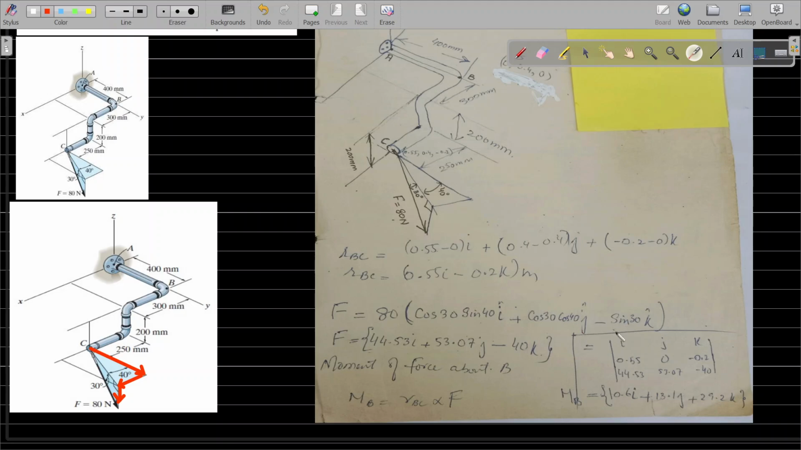Now just multiply these values and you will get the force F, and you have already calculated RBC. Place them in the determinant for the moment, RBC cross F, with rows I J K, the position vector BC values and the force components, and take the determinant in your calculator. You will get RBC cross F as the moment at B, which is 10.6 I plus 13.1 J plus 29.2 K. I hope this solution will assist you, and thank you very much, and have a wonderful day.